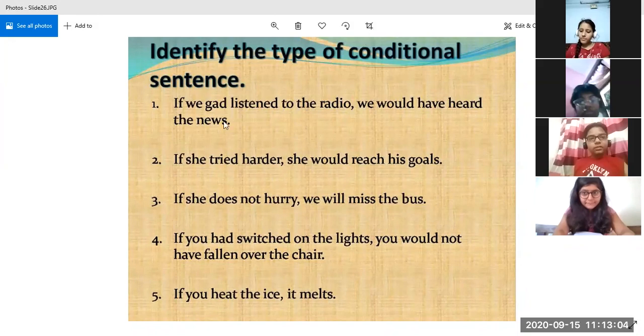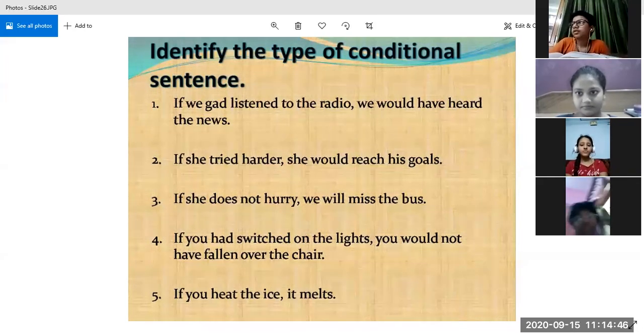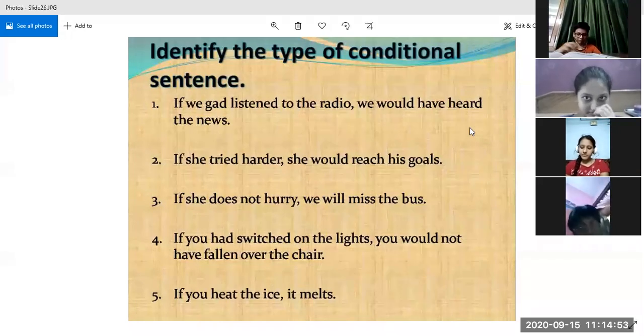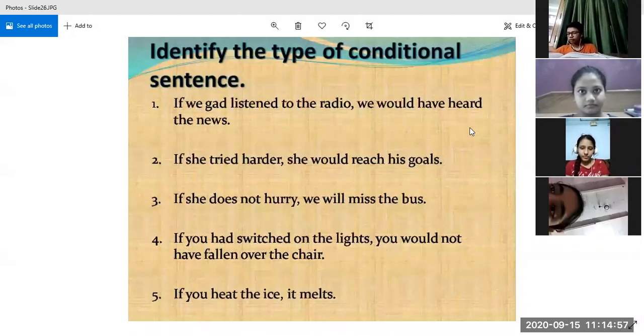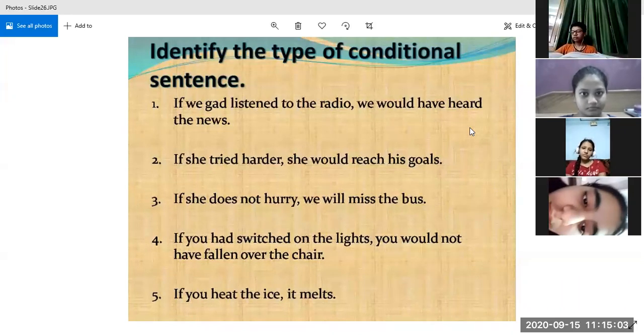Shubh was the very first person to raise his hand, so Shubh will be getting the chance to answer. Come on, Shubh. Yes, Shubh, if you are here. The first sentence is the third conditional sentence. Third conditional. Okay. Can you elaborate? Can you explain your answer? Why is it the third conditional sentence? Ma'am, because had is there. Because first of all, it happened in the past.